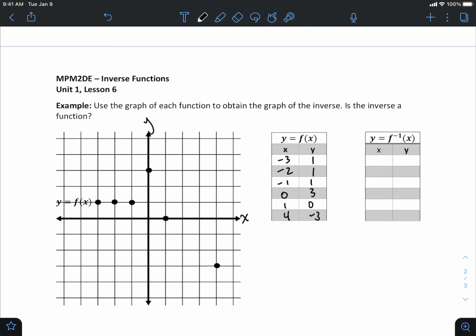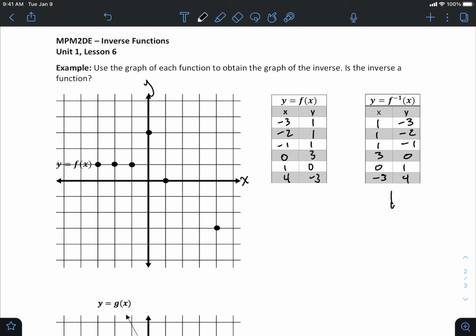All right, now we're going to find the inverse. So the inverse is going to be flip the x and y values. Okay, so we're going to get 1, negative 3, 1, negative 2, 1, negative 1, 3, 0, 0, 1, and negative 3, 4. Okay, and we could reorder those if you wanted to and plot them.